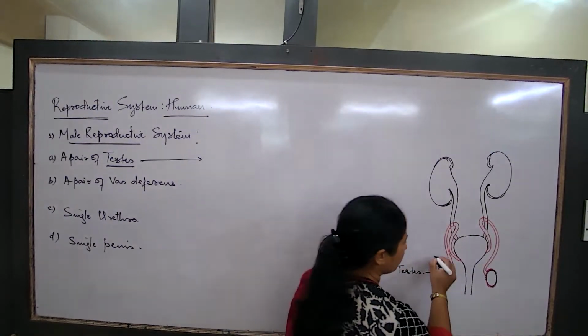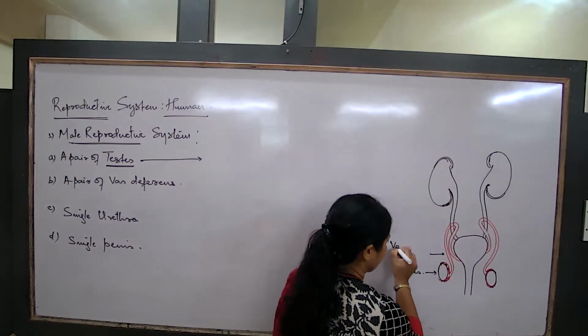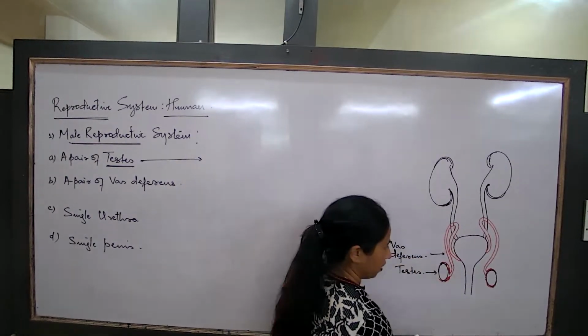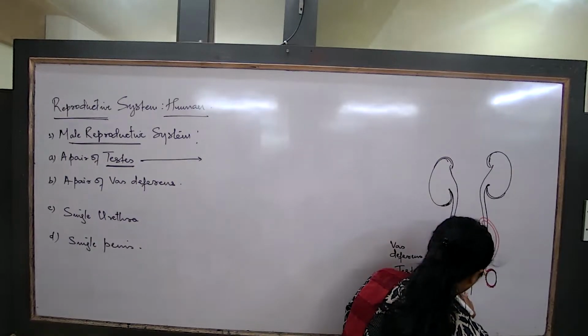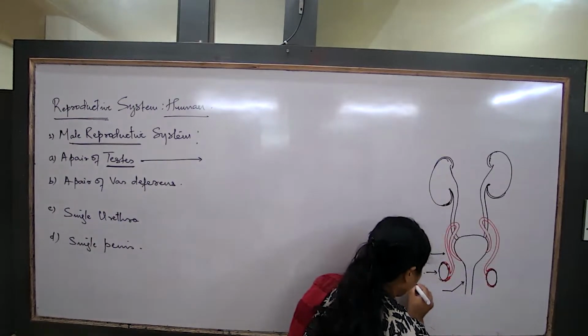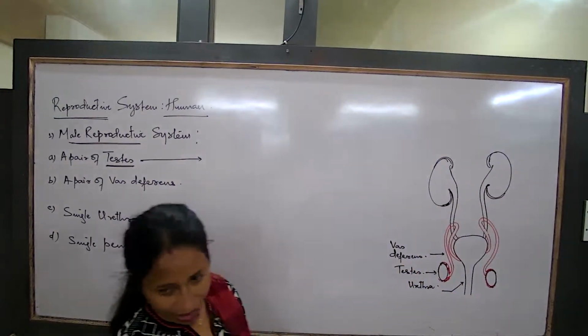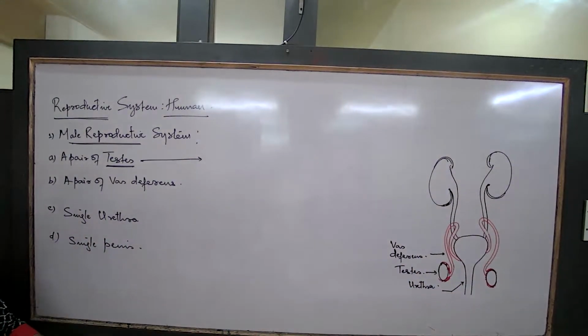Where is the vas deferens? This is the vas deferens. Check the spelling again. Vas deferens. Where is the urethra? This part is known as the urethra. And the penile region is surrounding the urethra also, to understand.